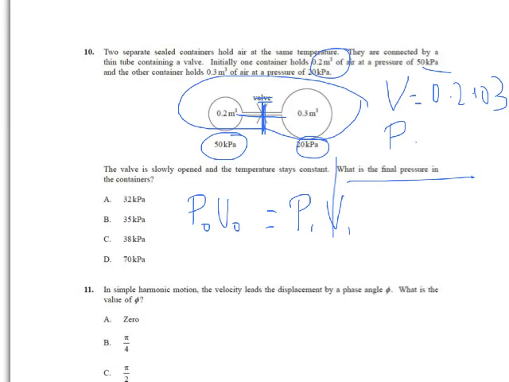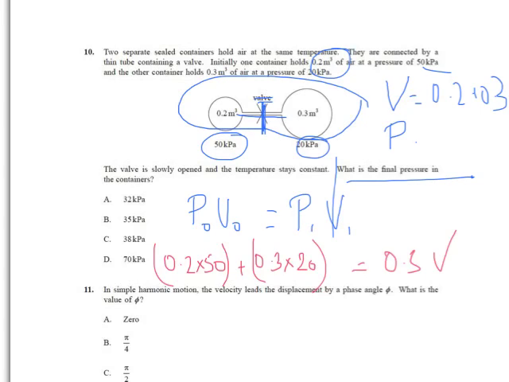So what is the combined pressure-volume relationship before? If we consider each container separately, and then add them together, the combined pressure-volume relationship would be 0.2 times 50 plus 0.3 times 20. After, the volume is 0.5. So here, if we make pressure the subject of the equation, rearrange, and we end up with 32 kPa, which is our answer.